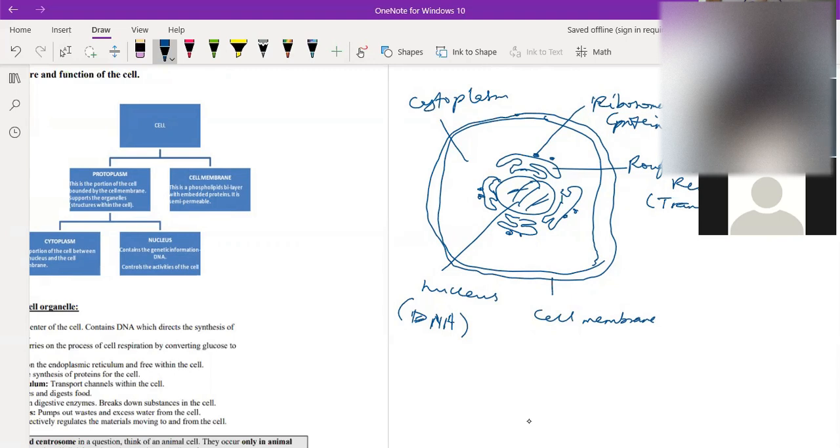If there's a rough one, that means that there should be a smooth one somewhere. So let's draw a smooth one somewhere here. So the smooth endoplasmic reticulum doesn't have ribosomes on the surface. So they appear smooth. So that's a smooth ER.